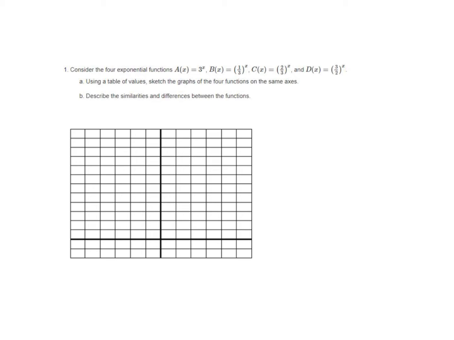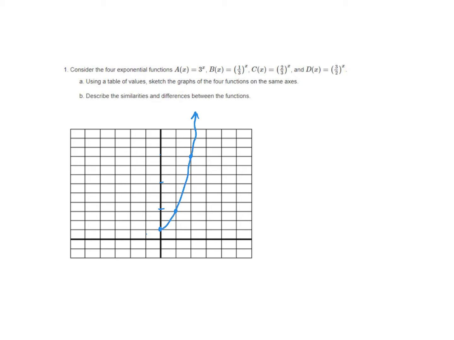Let's do 3 to the x in blue. So 3 to the power x, 3 to the 0 is 1, 3 to the power 1 is 3, 3 to the power 2 is 9. So 3, 6, 9. So it's up here.